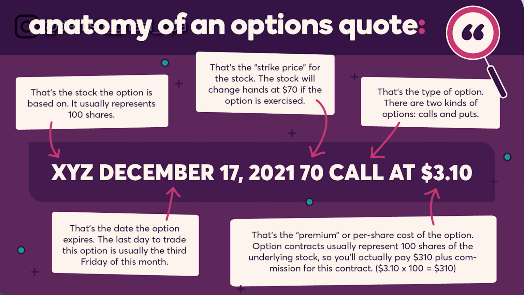Right after that, you have the strike price. In this case, the stock will change hands at $70 if the option is exercised. Next, you have the two types of options, either a call or a put.